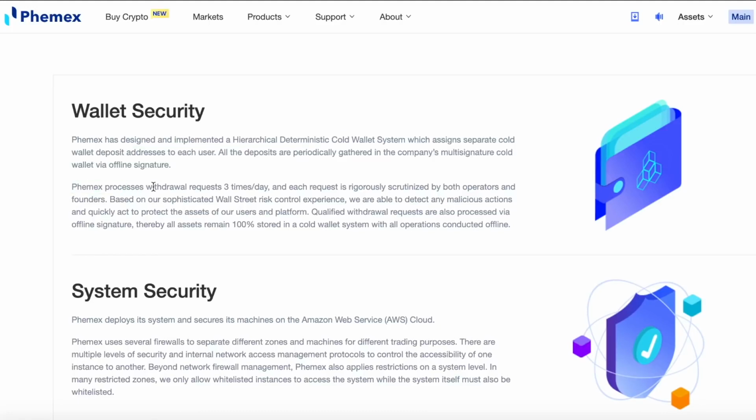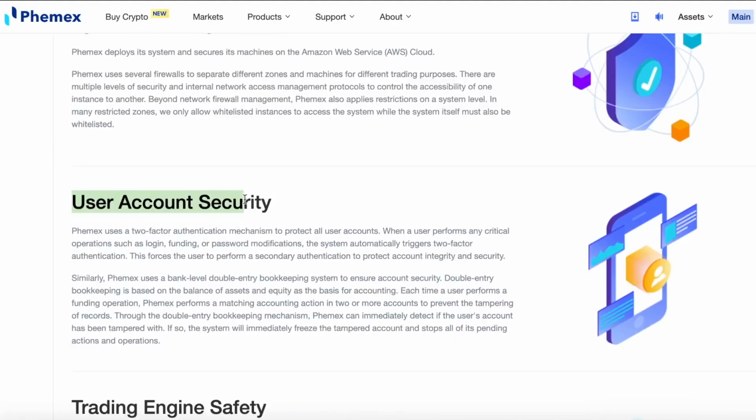And Phemex processes withdrawal requests 3 times per day. But just like I said earlier in this video, if you have Phemex Premium, you can actually withdraw every single hour of the day. That is very, very good because the competitors, they simply cannot do that. And user account security, it is very important that you activate your 2-factor authentication mechanism to protect your account. This means that no one will be able to hack your account and steal your funds.